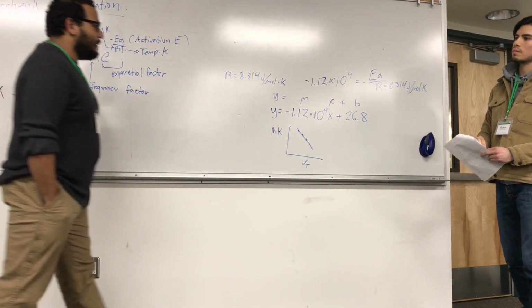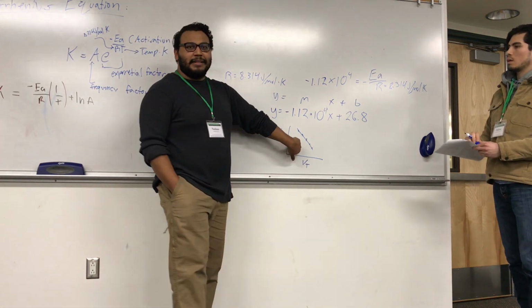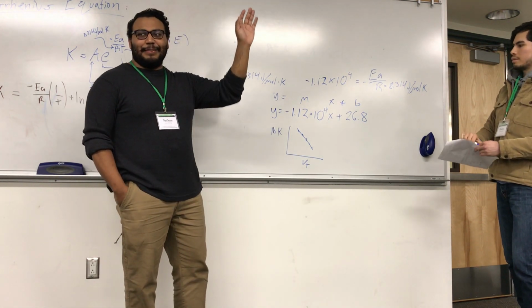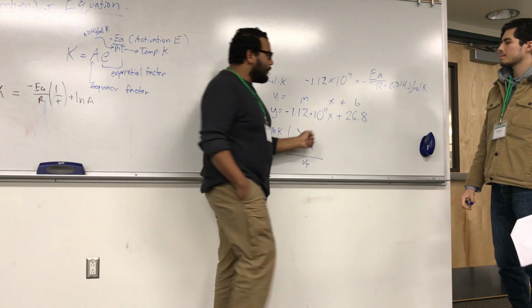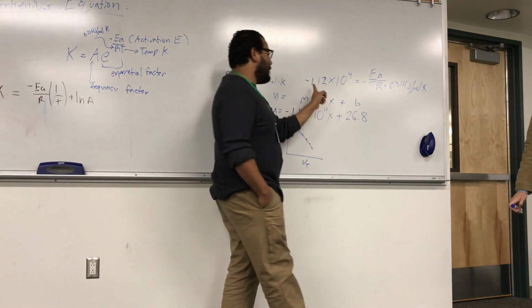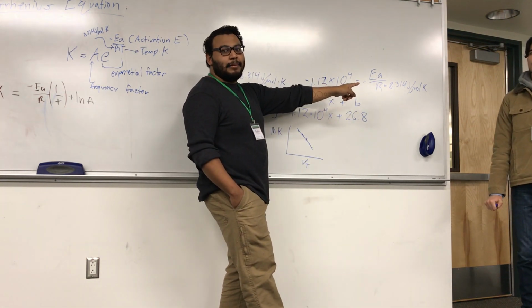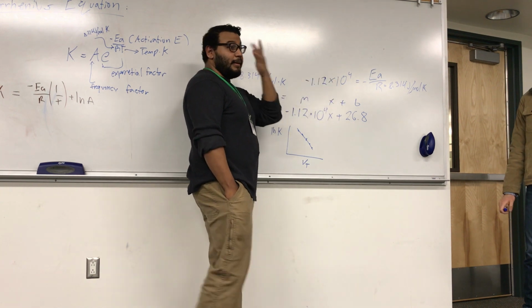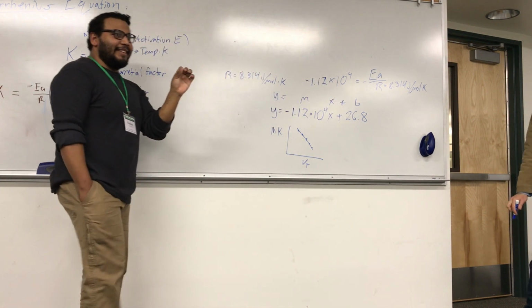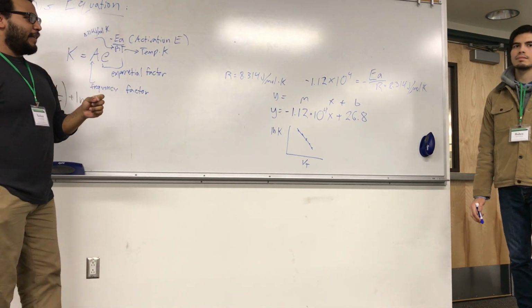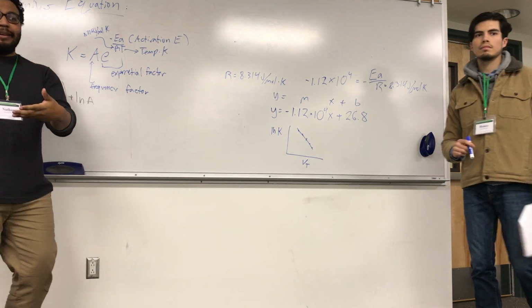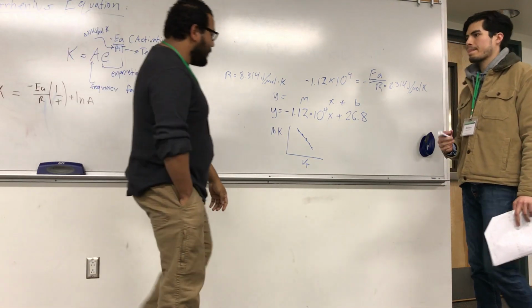The big thing is that whatever your slope is, in the other ones we could just say that's my k. But the only extra step is that if you want to solve for Ea, you do have to multiply both sides by R. Does that make sense? It's an extra step. Don't forget that.